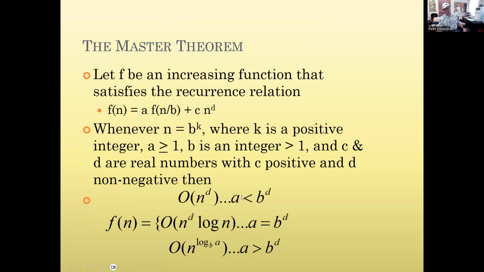In the case where a is less than b raised to the d, we have the order of magnitude being O of n raised to the d. If a is equal to b to the d, then we have O of n raised to the d times log n. And if a is greater than b to the d, it's O of n to the log base b of a.